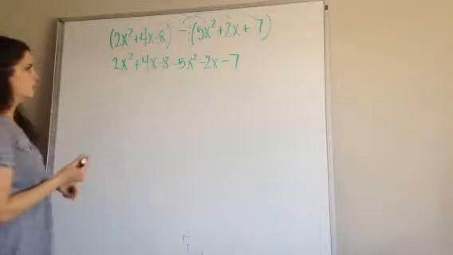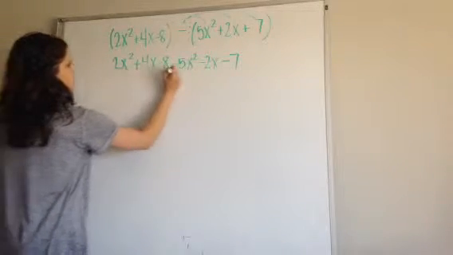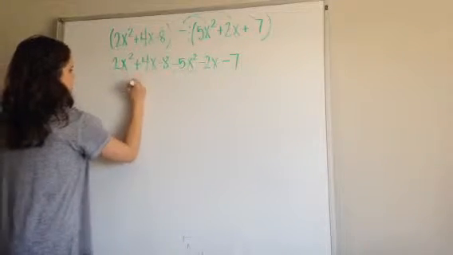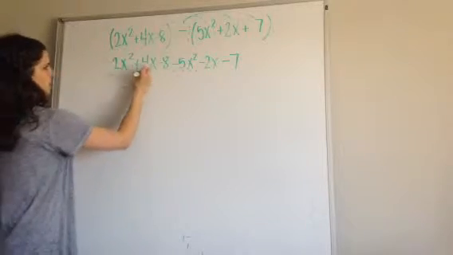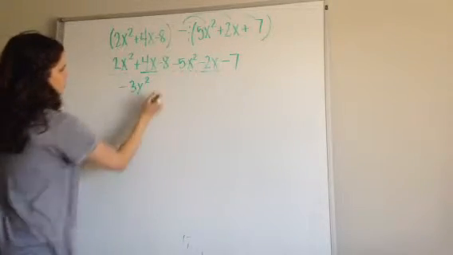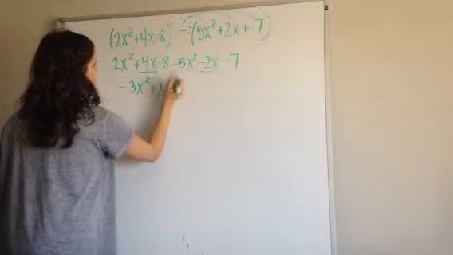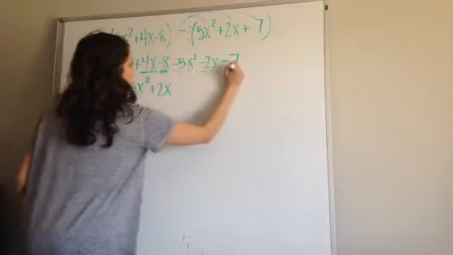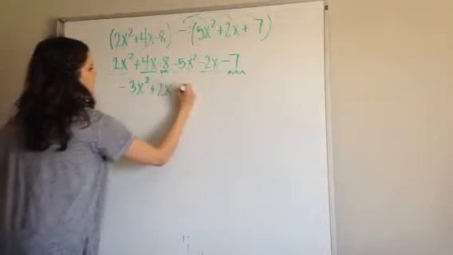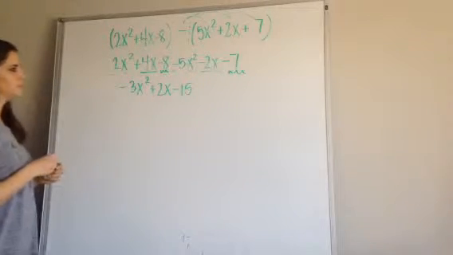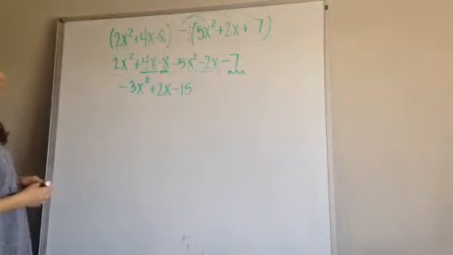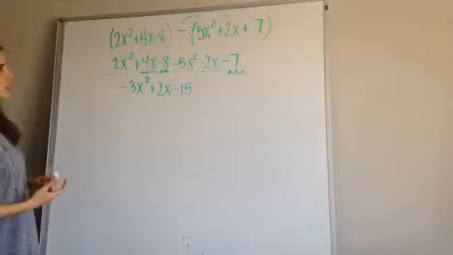Then we combine all like terms. I have 2x squared and negative 5x squared, which makes negative 3x squared. A 4x and a negative 2x gives us positive 2x. And then negative 8 and negative 7 gives us negative 13. So that would be adding and subtracting.